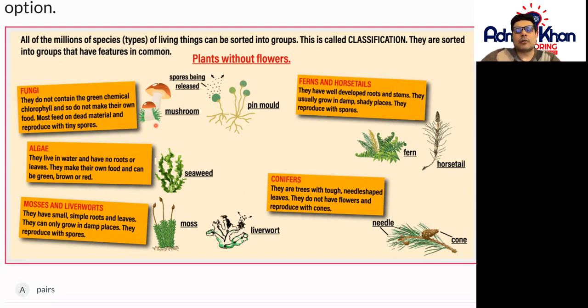Next one is algae. They live in water and have no roots or leaves. They make their own food and can be green, brown, or red. An example here of algae is seaweed.